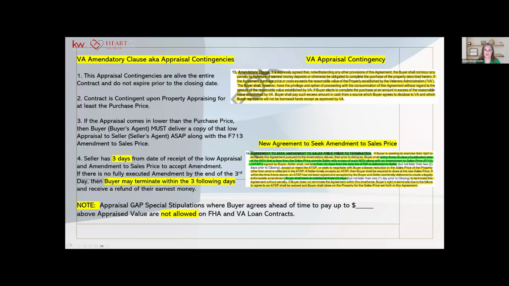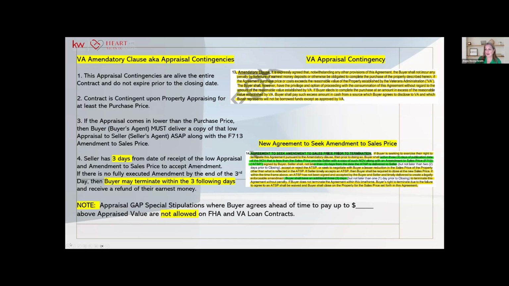So that's basic loan 101. Down here in paragraph 14, this is going to read almost identical to paragraph 14 in the FHA. It says that as soon as you get that notice of value, aka appraisal, from the VA lender, and it is low, you deliver a copy of the low appraisal along with that same amendment, the F713 amendment to sales price, with that low appraised value in it.